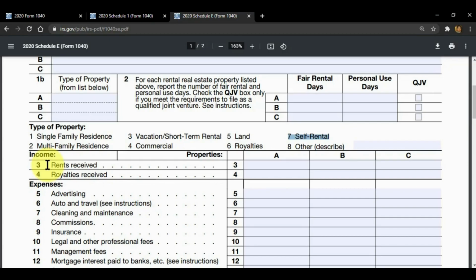And I'm guessing, this is right now at the beginning of the year 2021, a lot of landlords did not collect all of their rent for the past 2020 year. Maybe they'll collect it, hopefully, in the coming year, this 2021, but they're not going to report it as income until they do collect the income.